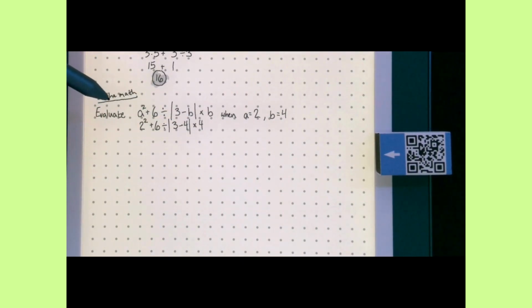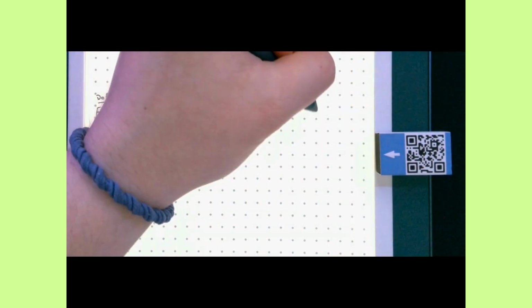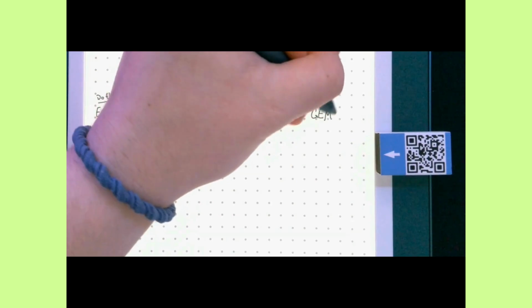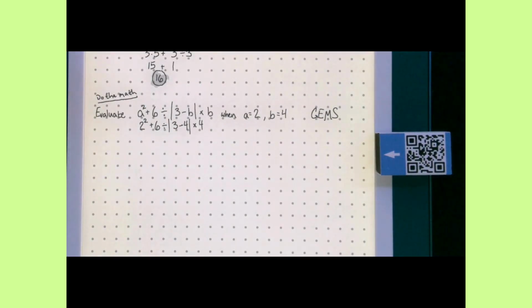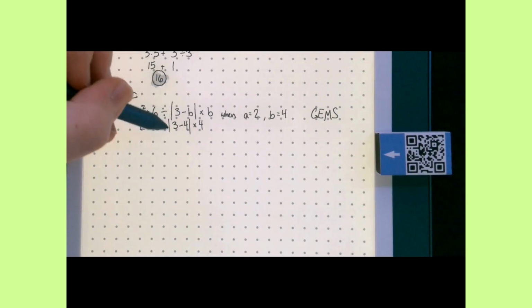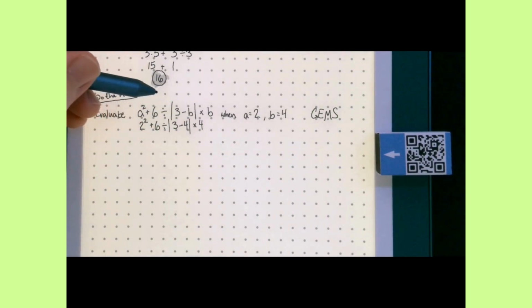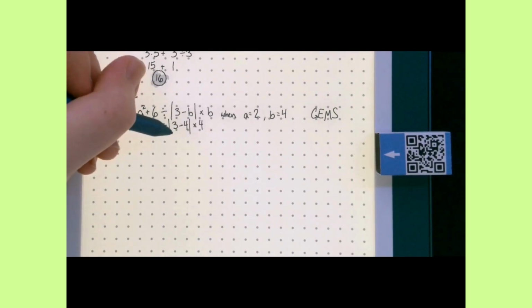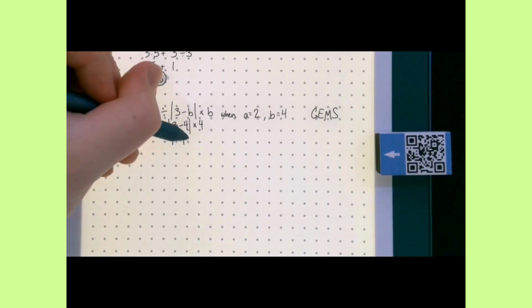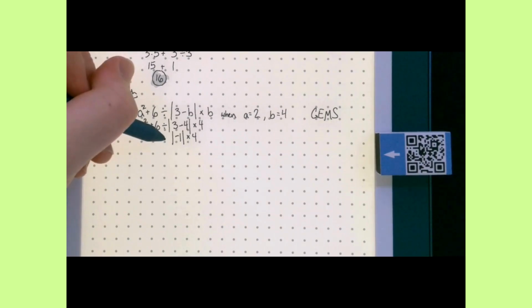All right, so GEMS tells me I need to do my grouping first. An absolute value is a type of grouping. So I'm not going to mess with any of this stuff yet. I'm just looking at 3 minus 4, which is negative 1. And I was supposed to take the absolute value of that. And I can go ahead and bring down the rest of this.